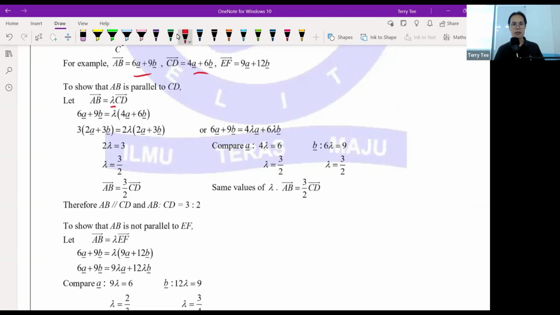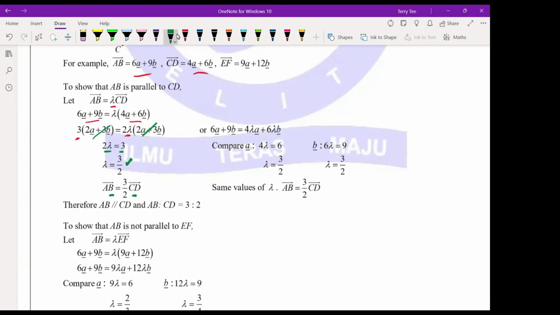Now, your AB is 6A plus 9B. Your CD is 4A plus 6B. We can factorize 3. Notice I take out 3 here. This one, I can take out 2. Because these two are the same, we can actually cancel out. And from here, we say 2 lambda is 3, lambda is 3 over 2. Then we sub inside, we show that AB is a multiple of CD, meaning they're parallel.